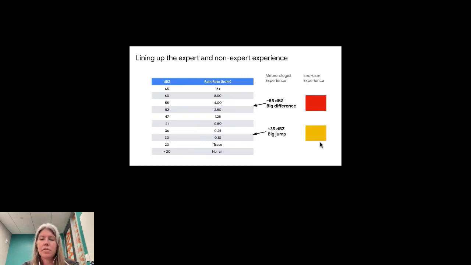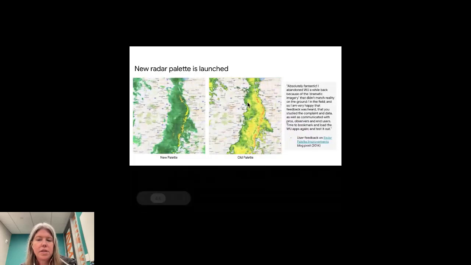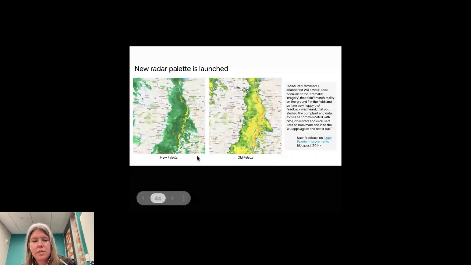And so we came to this realization that there's a big jump in what you experience of the weather at roughly 35 dBz and 55 dBz, and that lined up with what our end users would describe when they saw the greens change to yellow and the yellows change to reds in our visualization. So we ended up changing our whole color palette, and you can see how we adjusted it. This is the newer color palette, and here's the same storm in the older color palette.